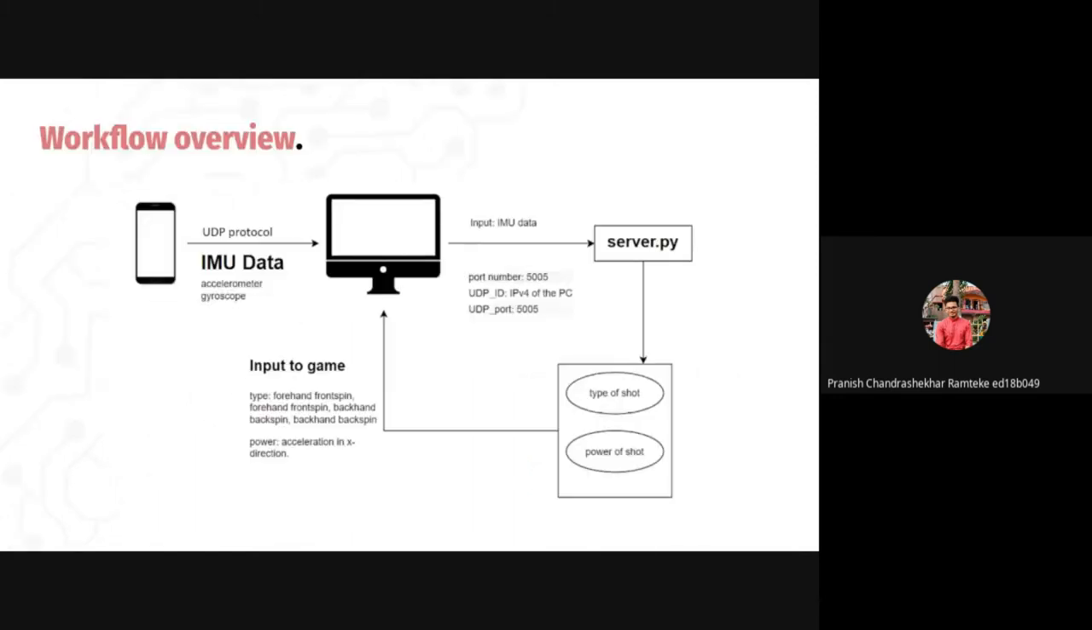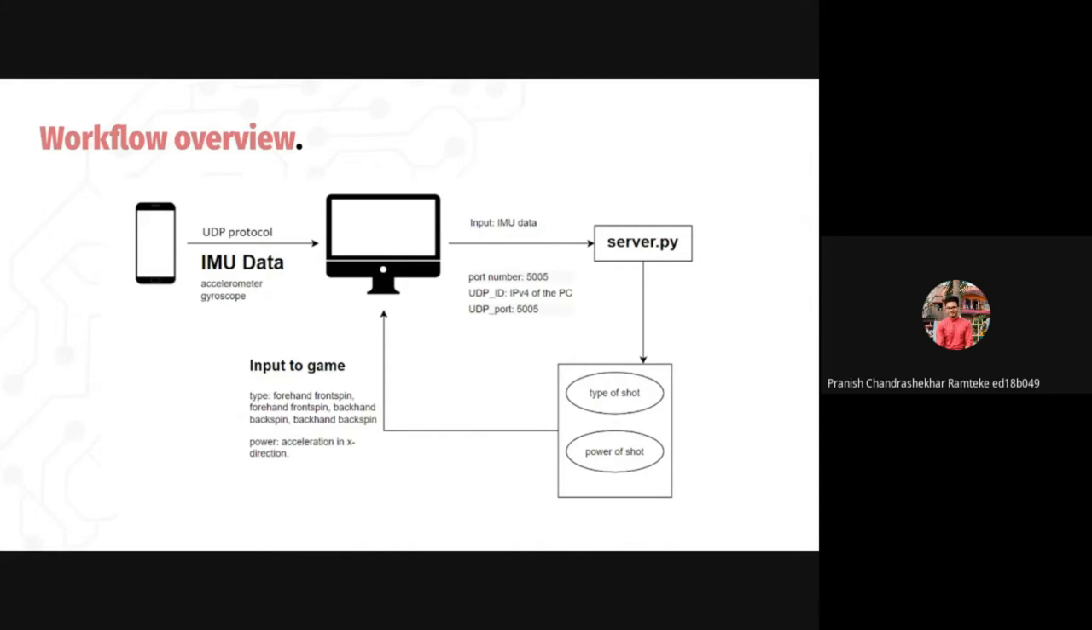So I'll briefly explain the workflow. First, we take the IMU accelerometer and gyroscope data from the phone and transfer it to the PC via a UDP protocol. The user has to connect their PC and smartphone to the same Wi-Fi for this to be possible. The user has to select the appropriate options in the Hyper IMU app and select a port number, anything between 5000 and 6000 works, and set the sampling rate to 50.